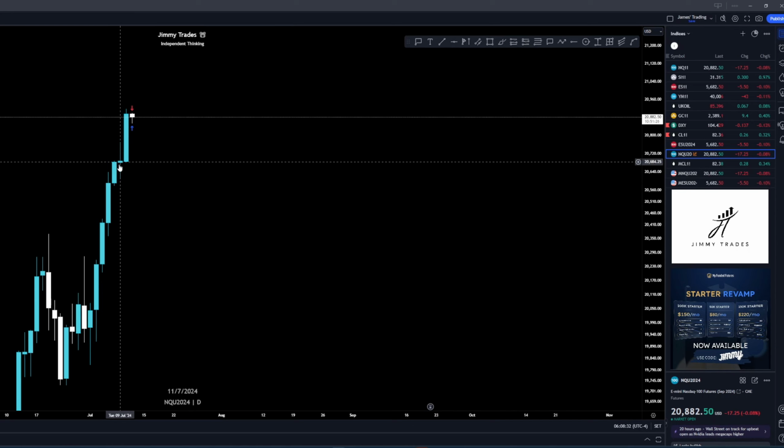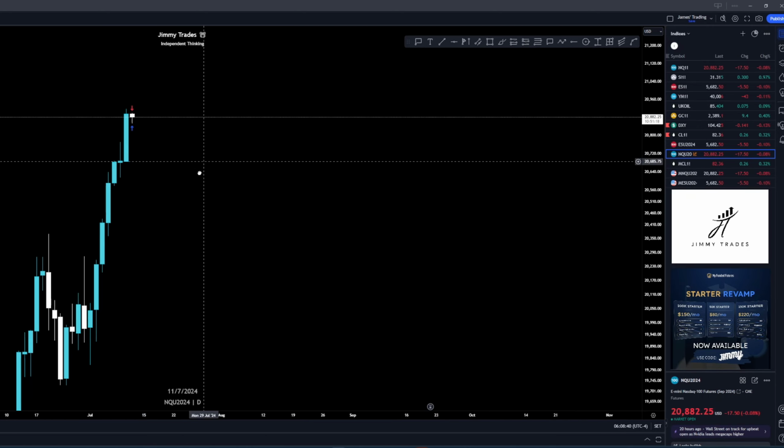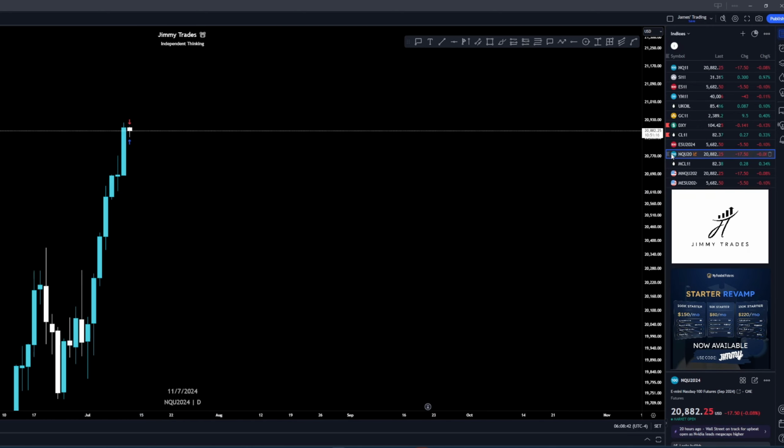We had a day here of indecision, but Wednesday just sorted that all out. So let's remain bullish for the time being. Let's have a look at the hourly.